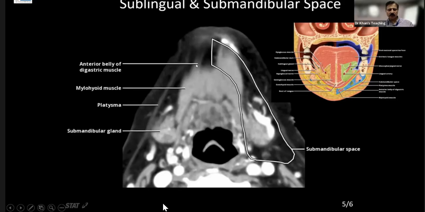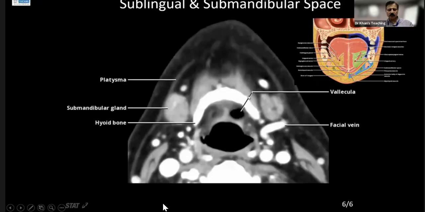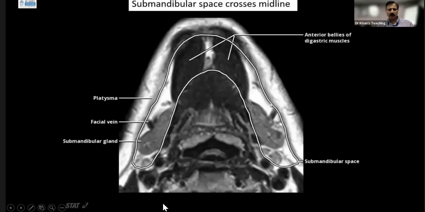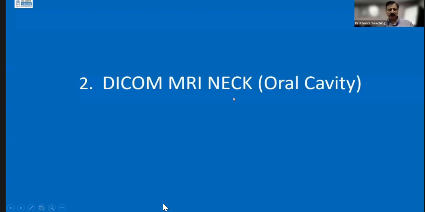This is the anterior belly of the digastric muscle. And next slice, you can see the hyoid bone is here, submandibular gland, submandibular gland. And you can see here the same concept, that submandibular space is here. It goes all the way. And this is the inferior belly of the digastric.